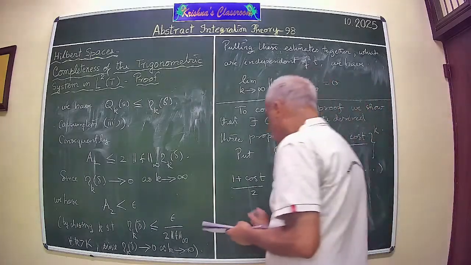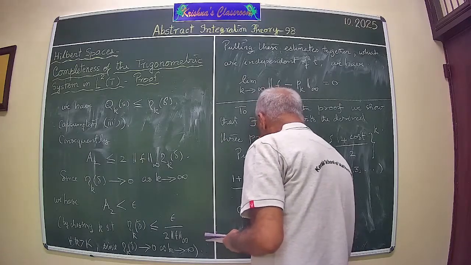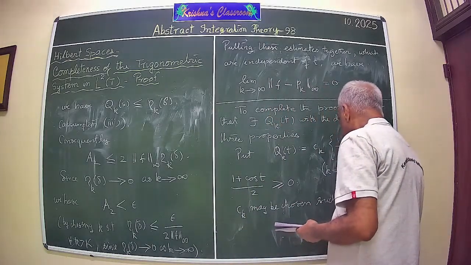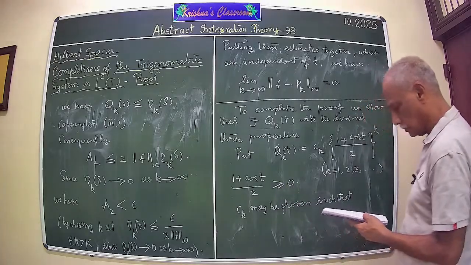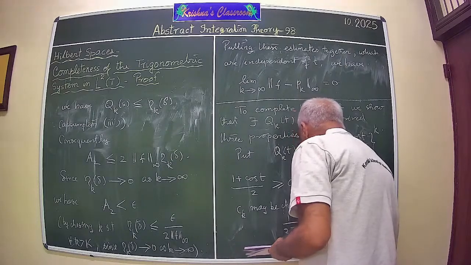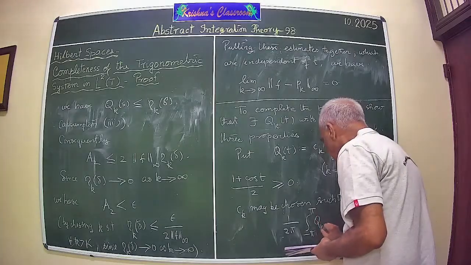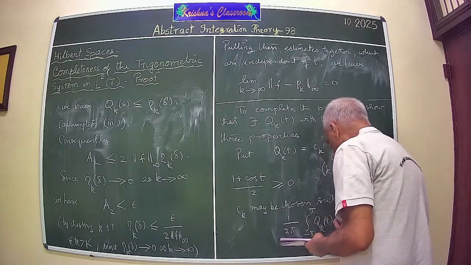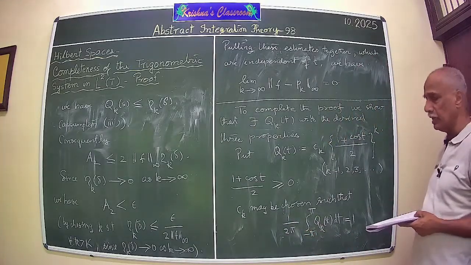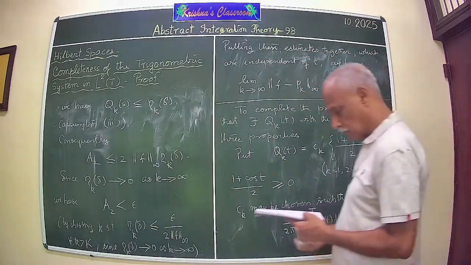Then CK may be chosen such that 1 upon 2 pi integral minus pi to pi of QK is equal to 1. So that fulfills the second criteria. The first criteria is fulfilled by this. The second criteria is fulfilled. Okay.